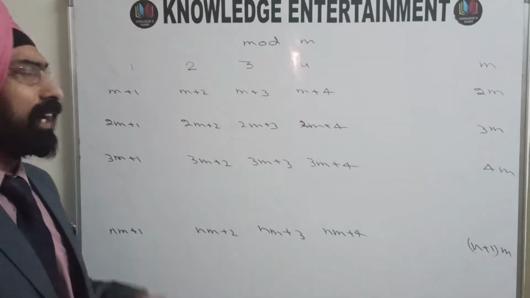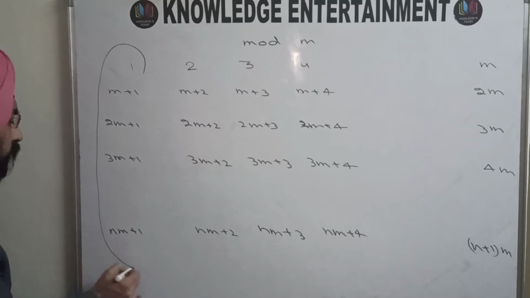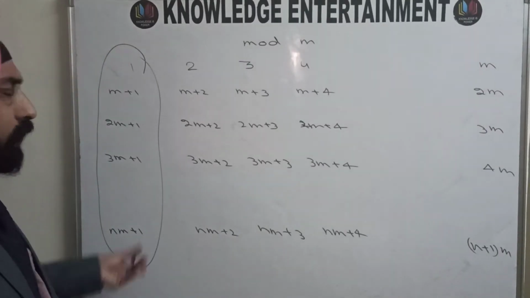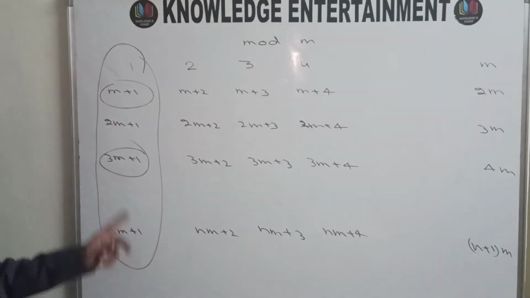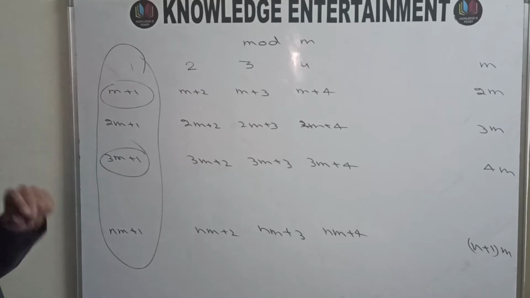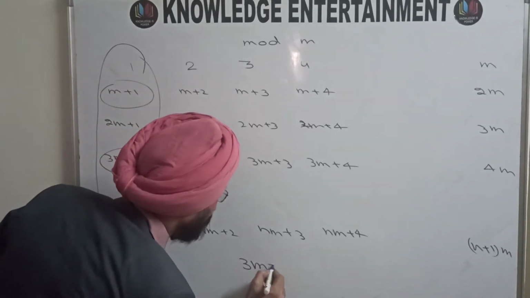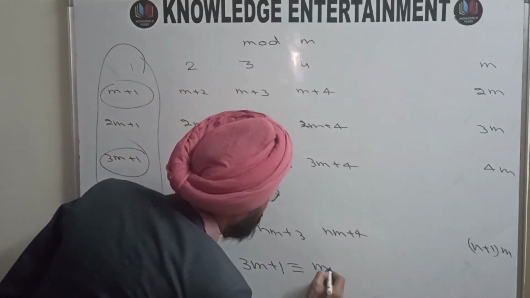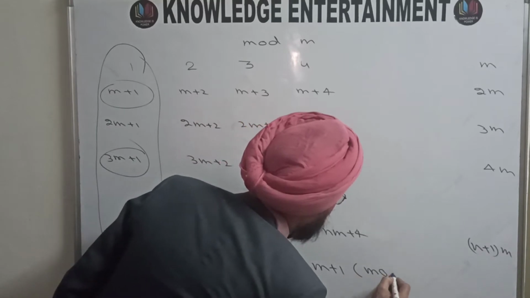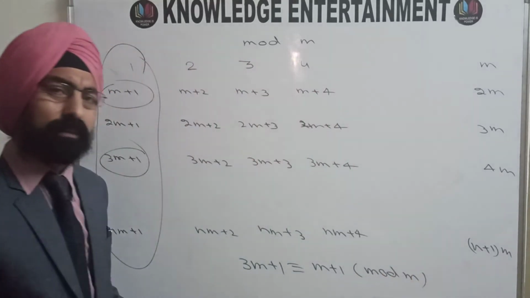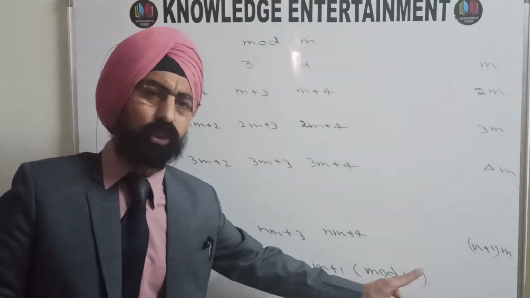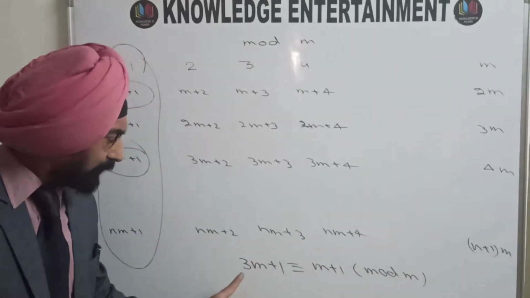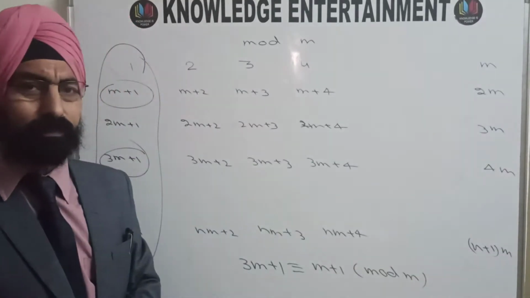So here are your equivalence classes. This is your first equivalence class. Because if you take any two numbers in this class, suppose I am taking 3M plus 1 and M plus 1, then they are congruent to each other modulo M. 3M plus 1 is congruent to M plus 1 modulo M is very clear, because the difference of these two is 2M, which is divisible by M. So M divides their difference. That means these two are congruent to each other modulo M.